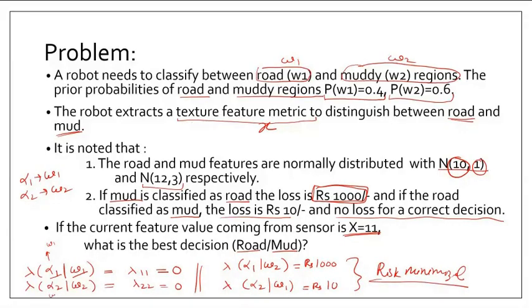Similarly, when you take a decision omega 2 and you have a sample which is from omega 2, there is no loss. But you take omega 1 decision and you have omega 2 as your input, then you have a loss of 1000 rupees. And if you take omega 2 as your decision when the true state is omega 1, then you have 10 rupees loss. So we have to now solve this problem using yesterday's derivation.